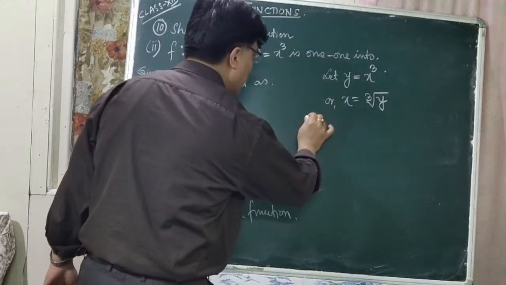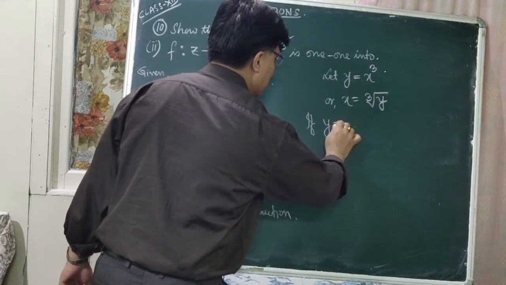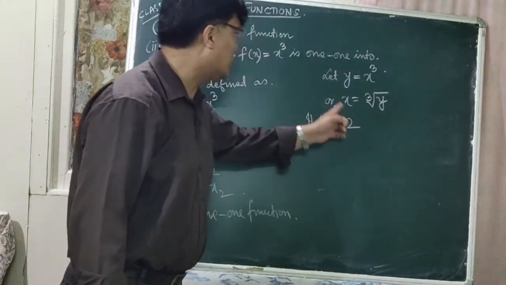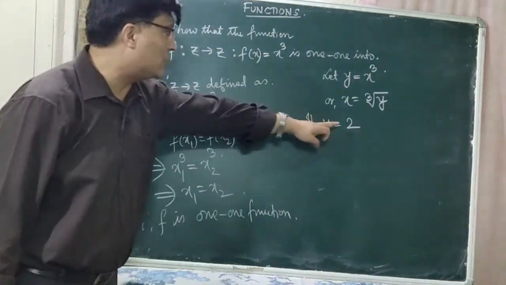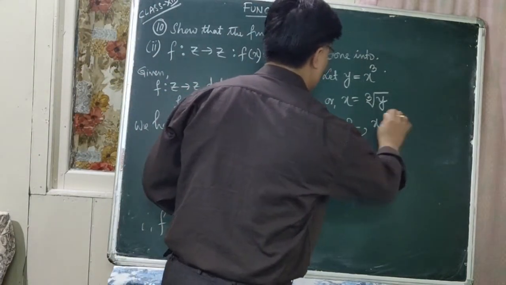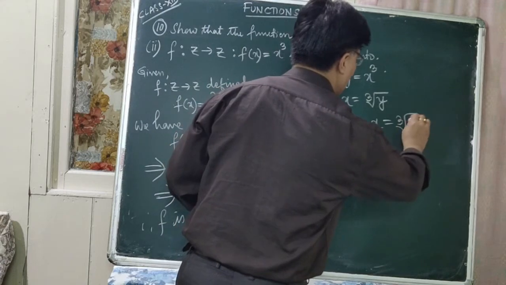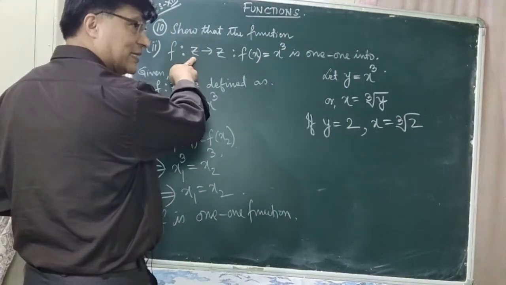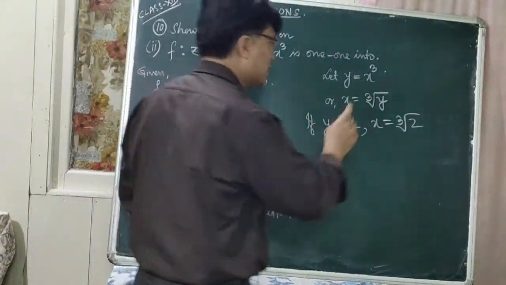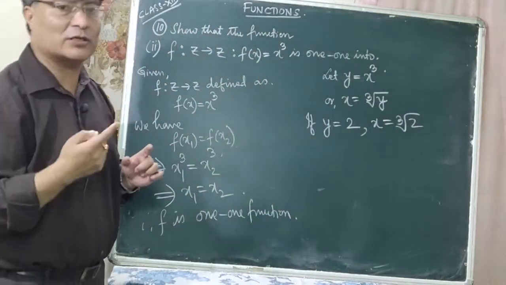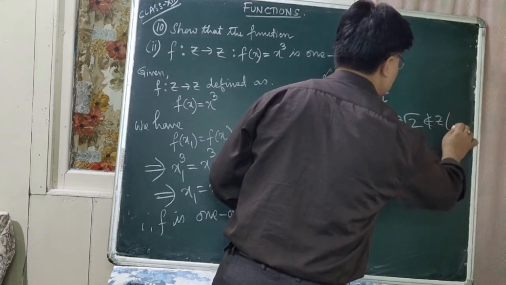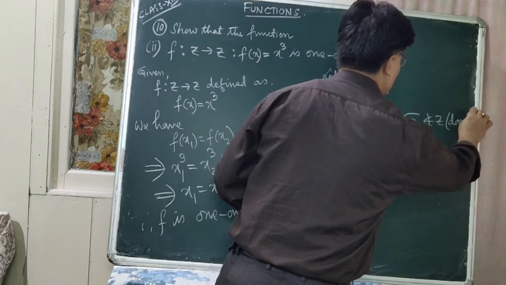Okay. So again, if you put y is equal to 2, you know that 2 is an integer. That means this 2 belongs to this Z codomain. So what is the value for x now? So x is equal to cube root of 2. Now this x belongs to Z, but is cube root of 2 an integer? No, cube root of 2 is not an integer. It is not a whole number. So it does not belong to Z. That is your domain.